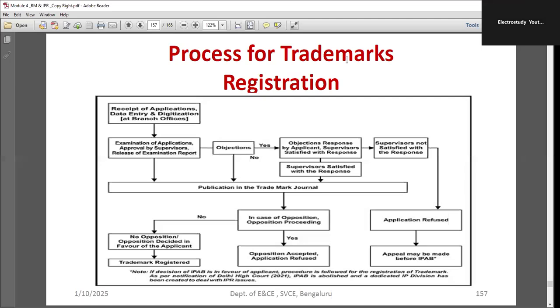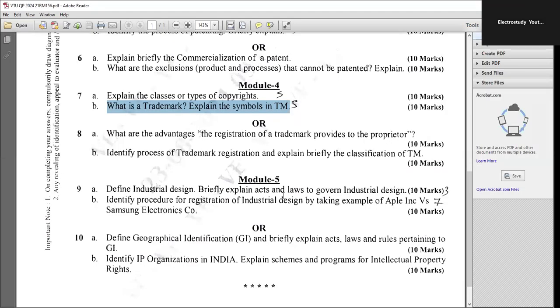Now, I'll be going for module 5. Define industrial design. Explain the acts and laws concerning the industrial design. Okay, this is talking about industrial design. So, explain what is industrial design? Acts and laws concerning the industrial design. Weightage is 10 marks, 4 plus 6 marks.